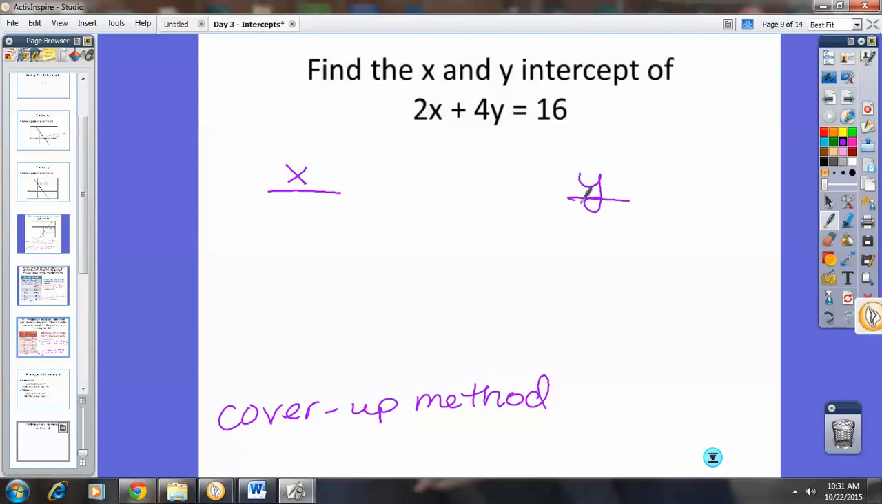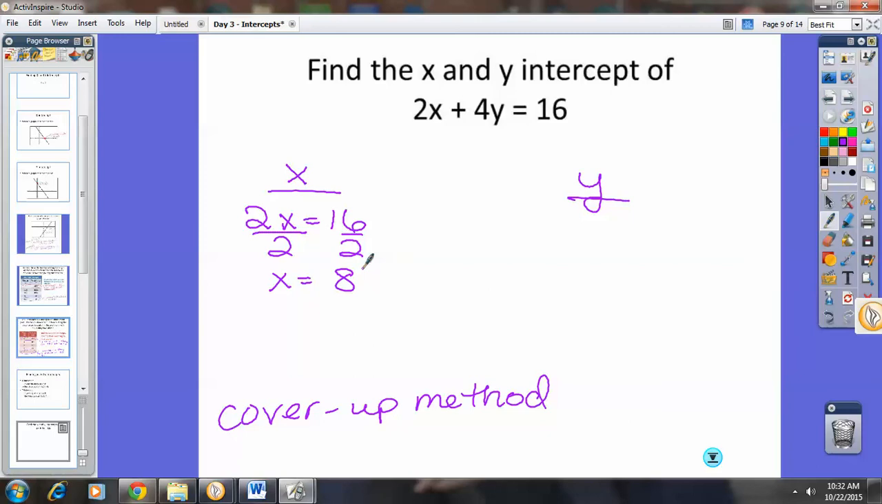If we're wanting to find the x-intercept, I want to solve the equation for x. Take your finger and cover up y. We're solving for x, we don't want y in there, do we? So cover up y. Can you solve the equation that's left? The equation I have left is 2x equals 16. How would you solve it? Divide by 2, so x would be 8.